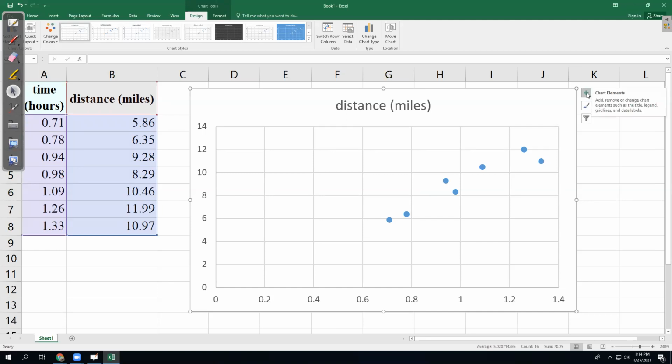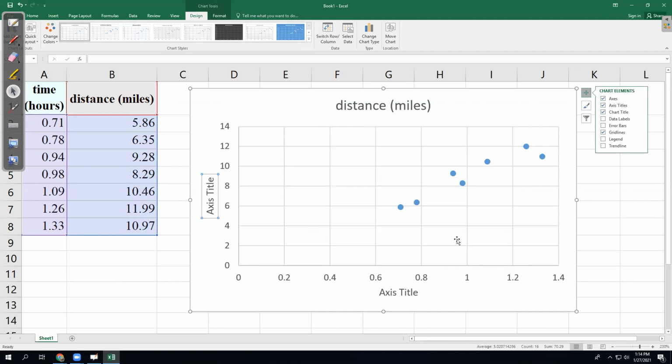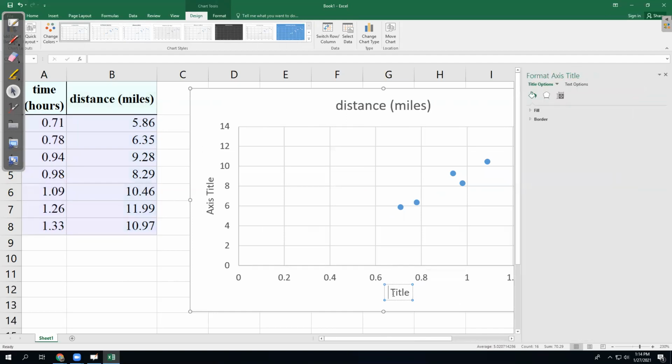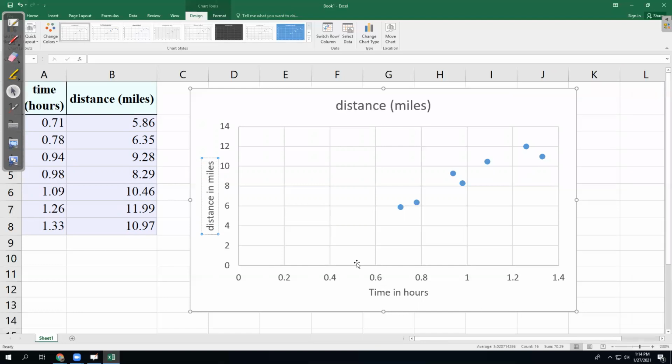So in Excel, I think the plus button does it. And I want axis titles, and then it gives me places to type. So then down here, I can type over that, in hours. And then over here, if I double click, sideways, distance in miles. So make sure you label your graph. Distance. All right, oops, I didn't need to hit enter. And that's really all I need to do to fix this one.